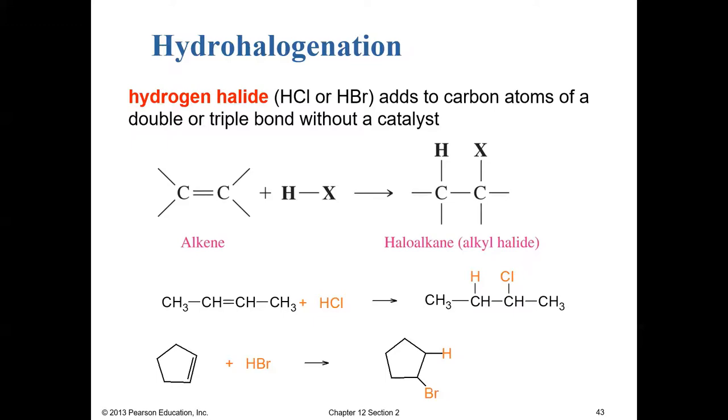Okay. So in this case here, if I'm looking at 1, 2, 3, 4, this is again a 2-butene. It doesn't matter because each side has 1 attached hydrogen. So to one side, we'll add a hydrogen. To the other, we'll add the Cl. Same thing here in this case of our cyclopentane. It doesn't matter where it's going because they both have 1 attached hydrogen. So we'll add 1 hydrogen, and then in this case, 1 Br.